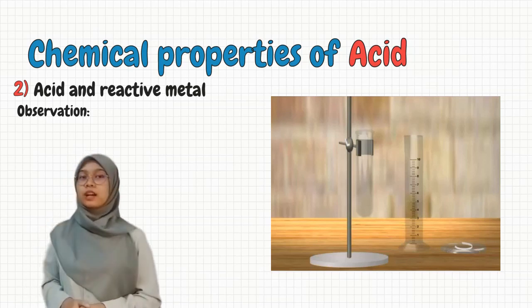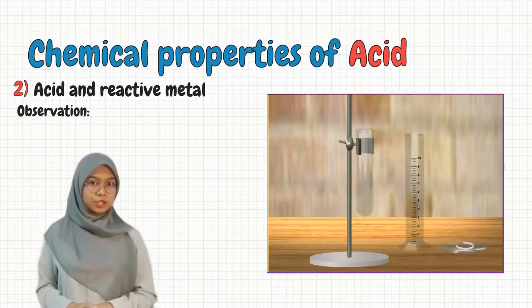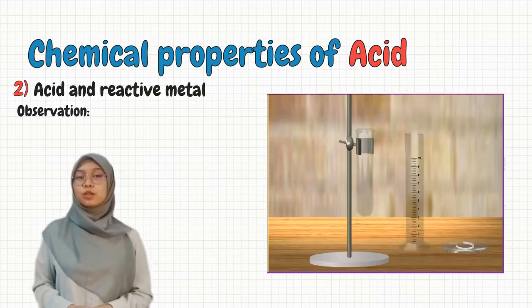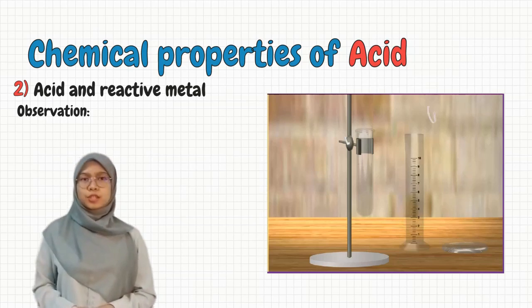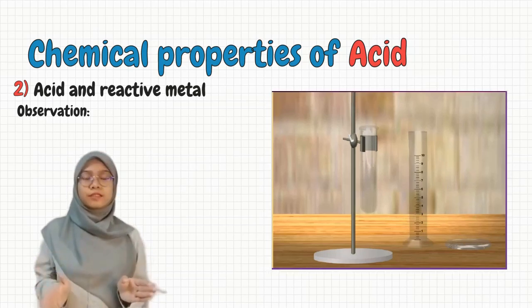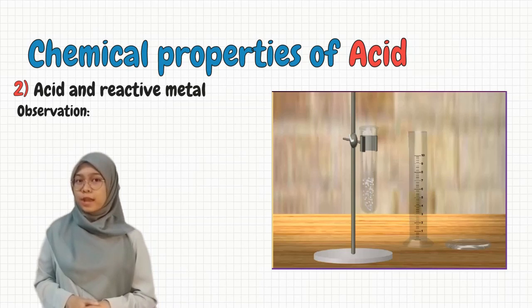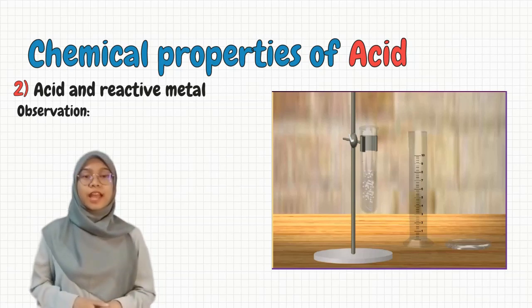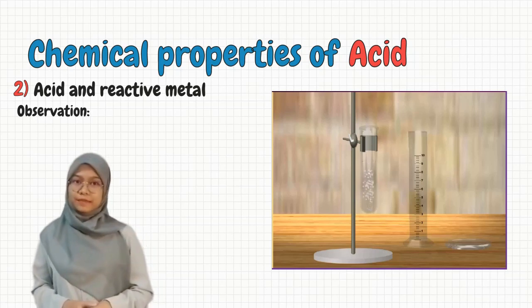Pour 5 ml of hydrochloric acid into the test tube. Then add a piece of magnesium ribbon into the hydrochloric acid. So students, what can you observe in the test tube? What happened to the magnesium ribbon? As you can see, the magnesium ribbon dissolves and a colorless gas is released.